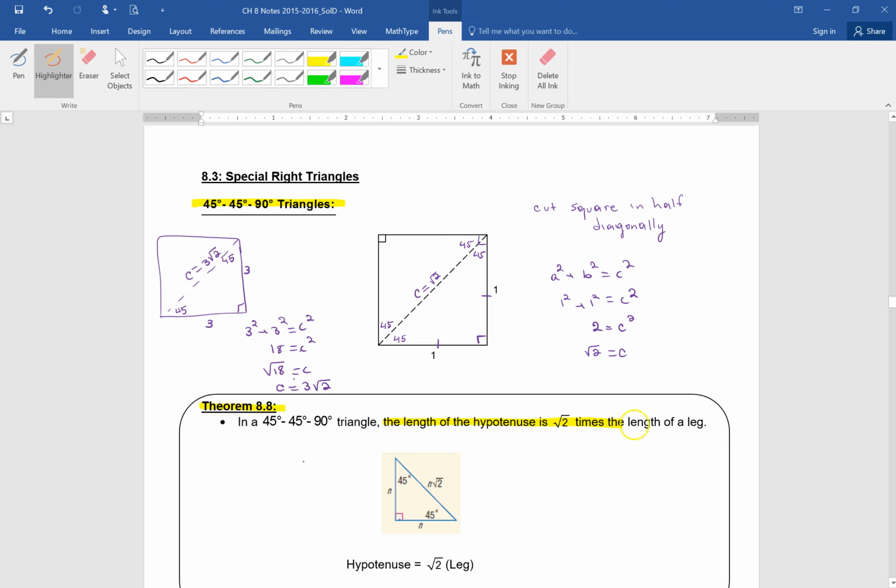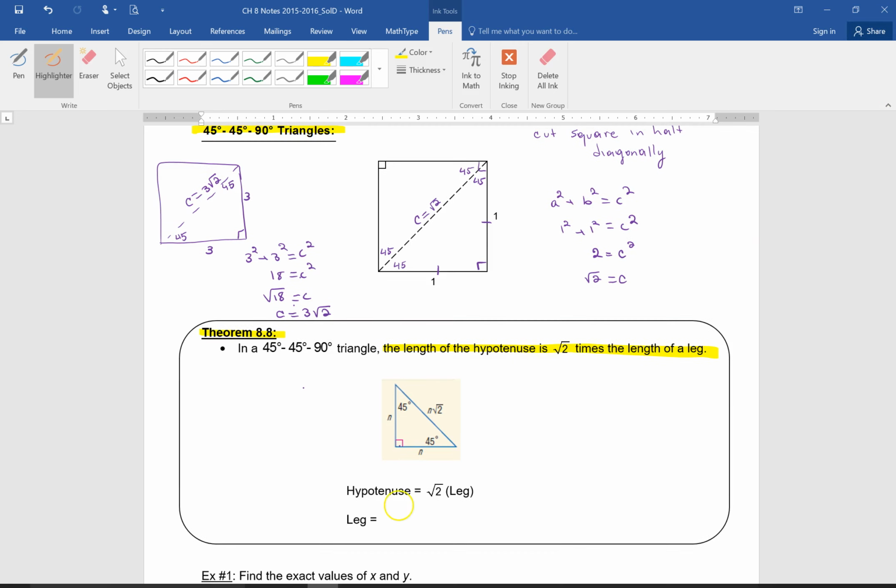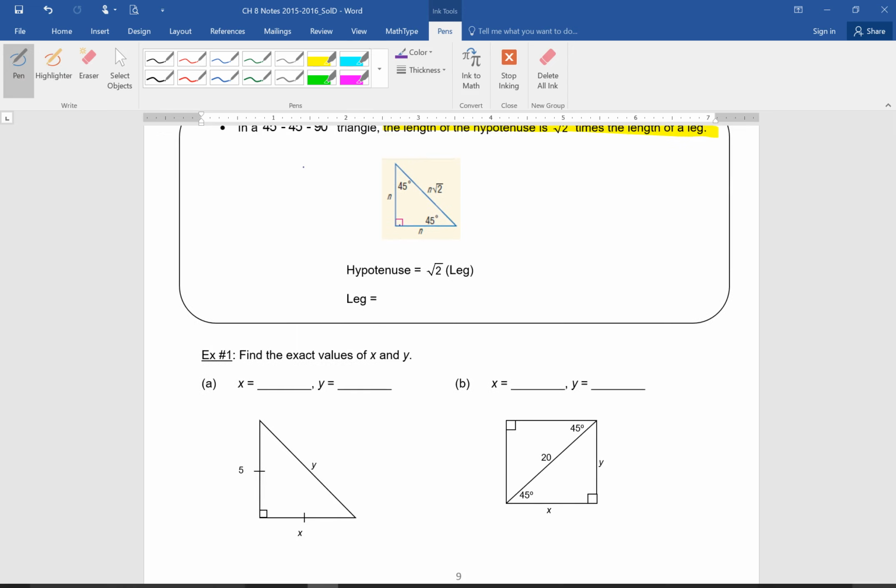So the length of the hypotenuse is root 2 times the length of a leg. And we like to write it like this: hypotenuse is root 2 times leg. So what does that mean about the leg? How big is the leg? Going with that theorem, it's the hypotenuse divided by root 2. And then you would have to rationalize, of course.